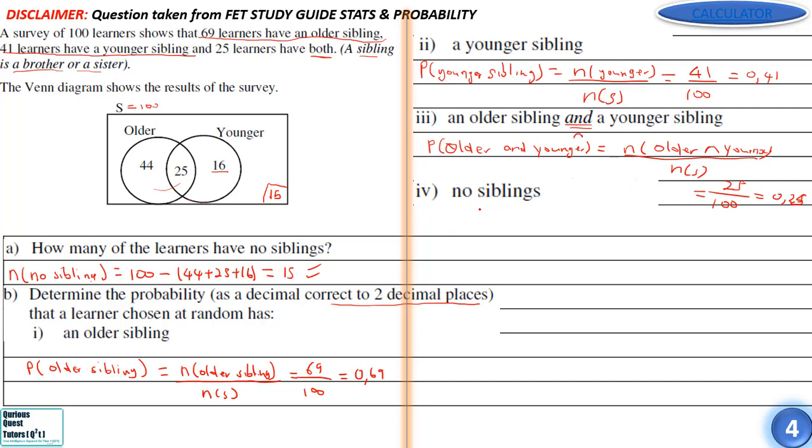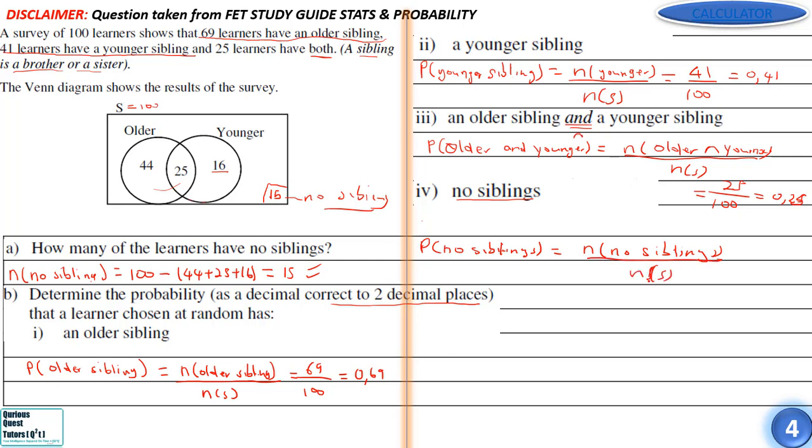So let's look at this one. They're saying no siblings. Calculate the probability that someone chosen at random has no siblings whatsoever. Well, we just did that at the beginning. We did calculate the number of people that have no siblings here. So let's try to calculate that. So the probability that someone has no siblings must be given by the number of people that have no siblings divided by the sample space.